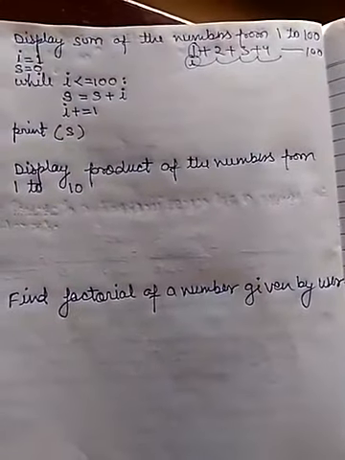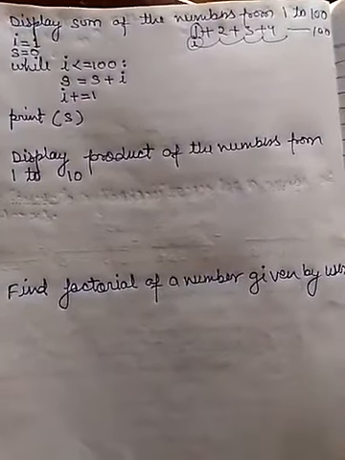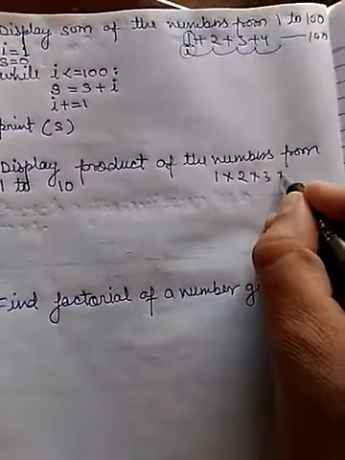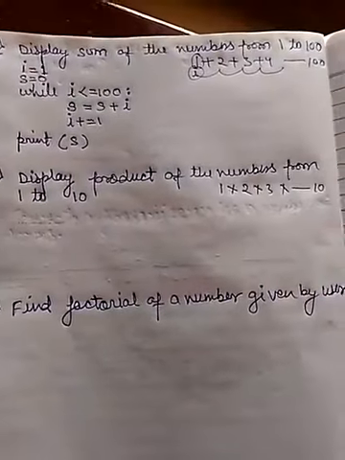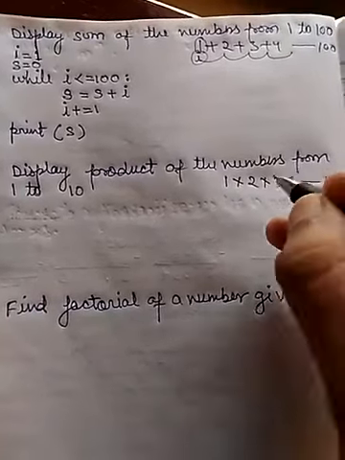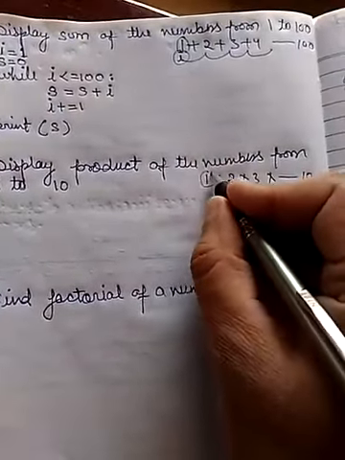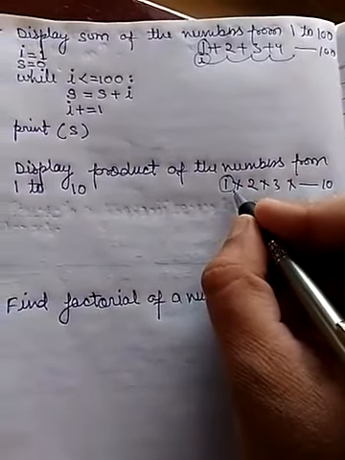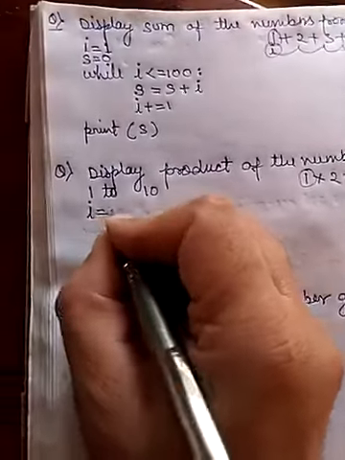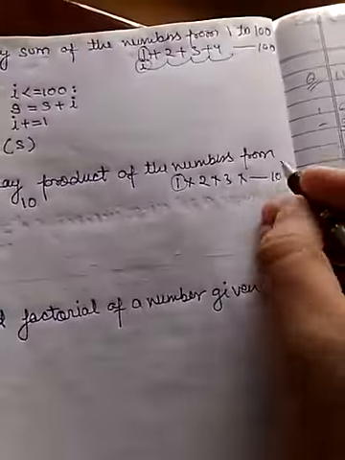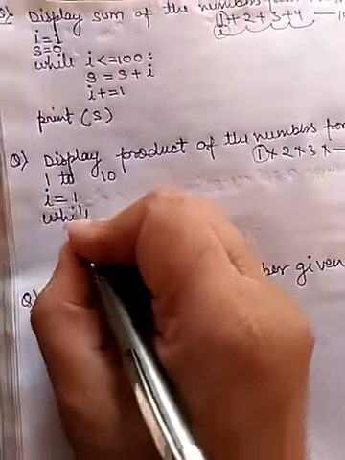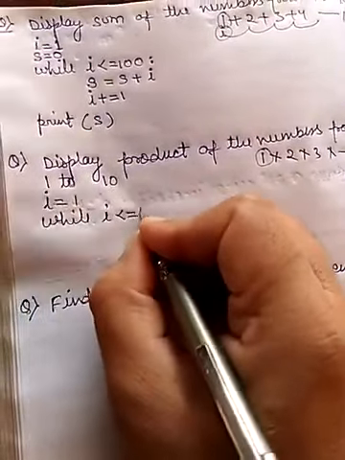The second question is: display the product of numbers from 1 to 10, means 1 into 2 into 3 and so on till 10. Now again the product has to be done repeatedly, so that must be done within a loop, and the loop must start from 1. So I am initializing the loop index by 1. Now the loop has to continue till 10 times, so I am writing here while I is less than or equal to 10.